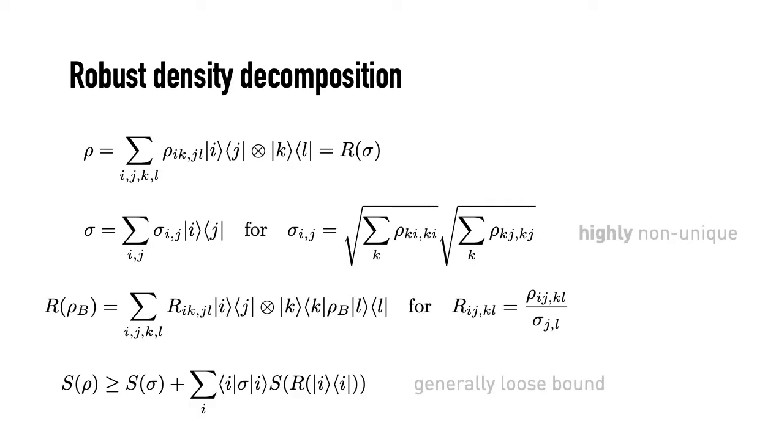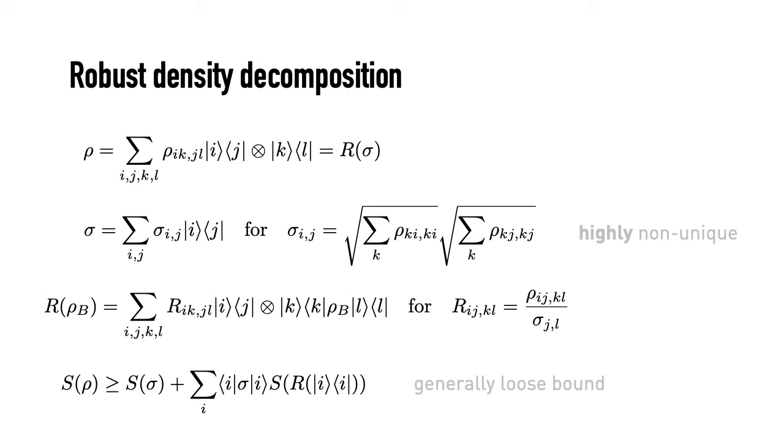It is when we move to the general mixed state quantum case that things get more complicated. Now the decomposition becomes highly non-unique. Here I'm showing an example decomposition where σ is a pure phaseless state, but only the diagonal elements of σ are actually uniquely prescribed by this decomposition. The operation R remains uniquely defined, but only up to the ambiguity in σ.